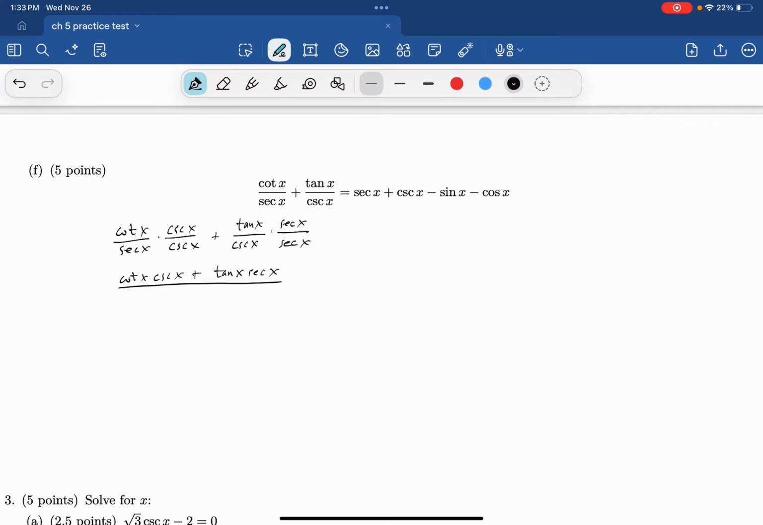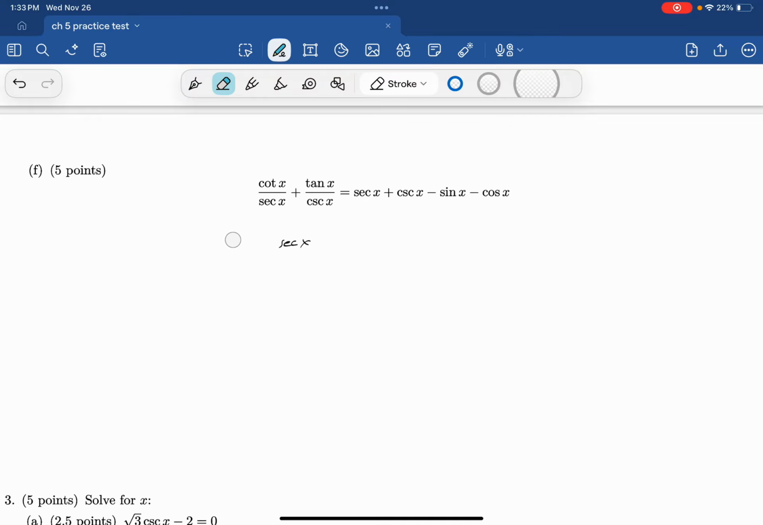Is this helpful? No, actually this is the wrong way to solve it. Very sorry. All right, sometimes we realize things don't work out. That happens. I'm realizing that the best way to solve this is actually by changing everything to sines and cosines.